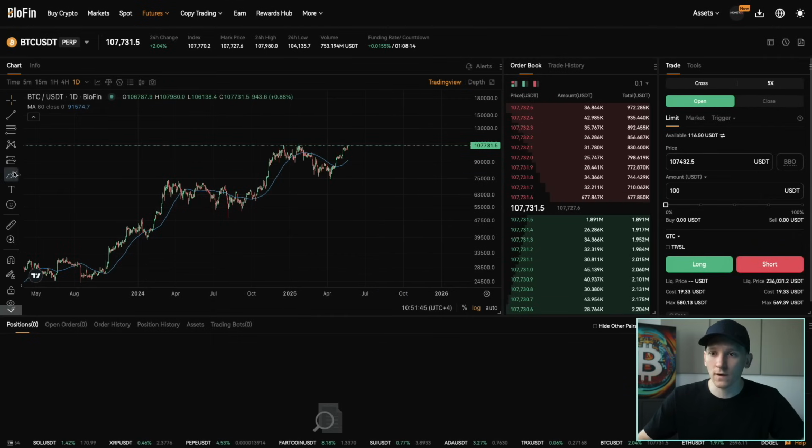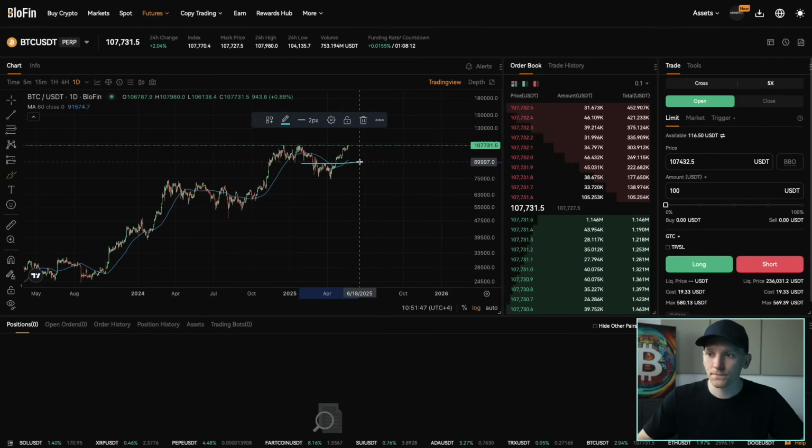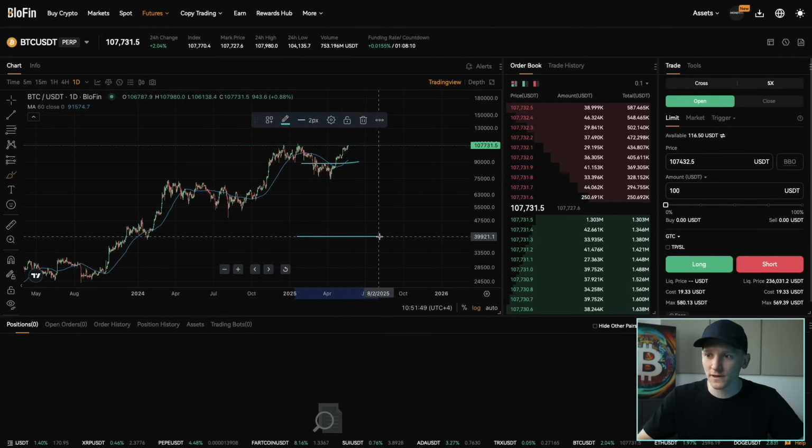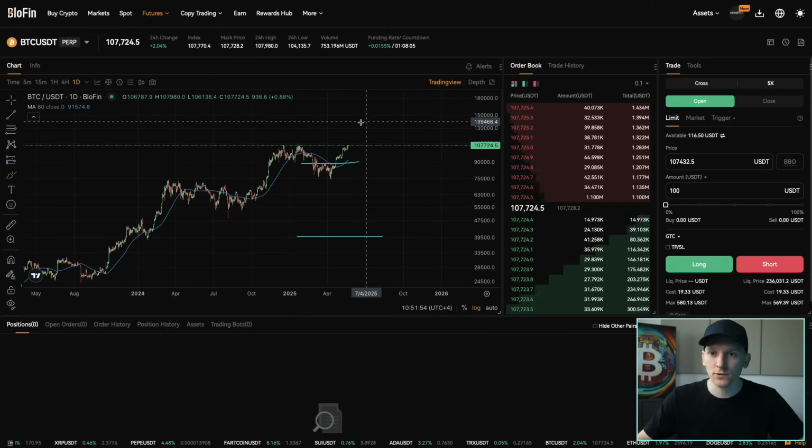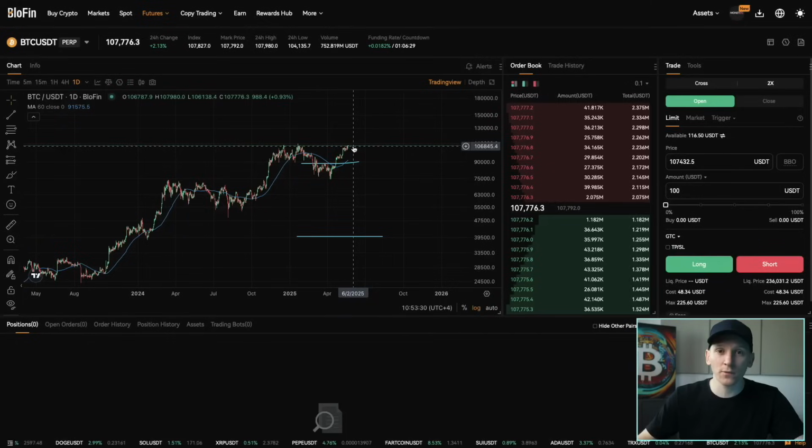So from here, what we want to do is find an entry price like this, make sure that we're not using too much leverage so we can handle a ton of volatility in between, and then just wait for the uptrend to continue. I'll show you how to enter trades with that strategy then.